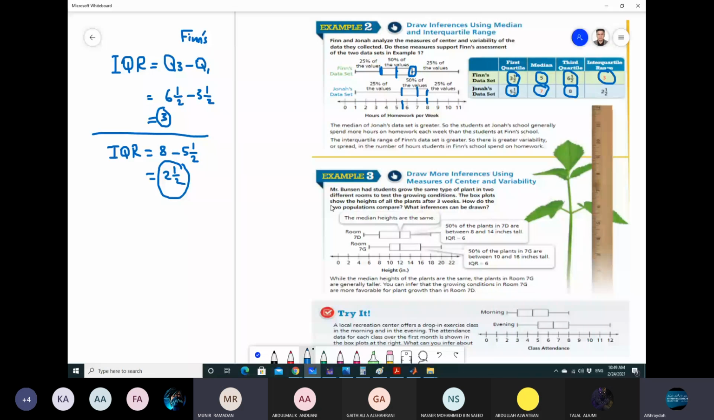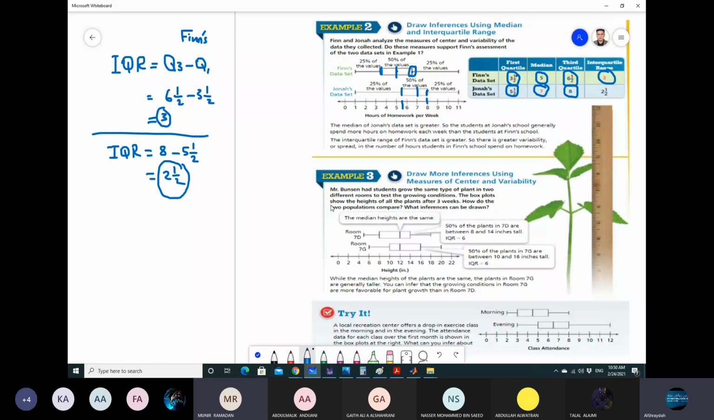Mr. Benson had students grow the same type of plants in 2 different rooms to test the growing conditions. The box plots show the height of all the plants after 3 weeks. How do the two populations compare? What inference can be drawn?